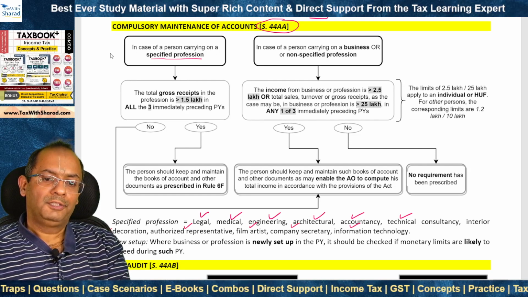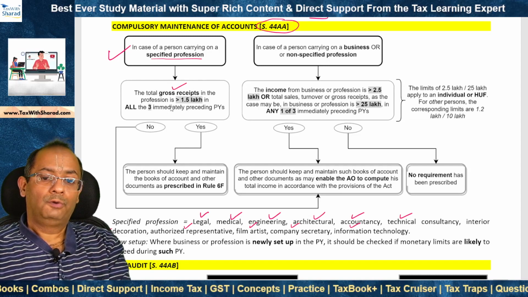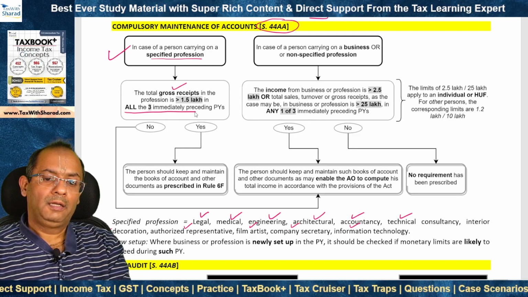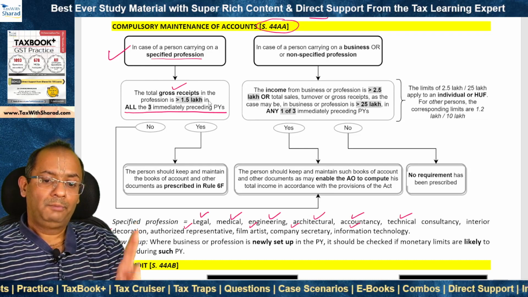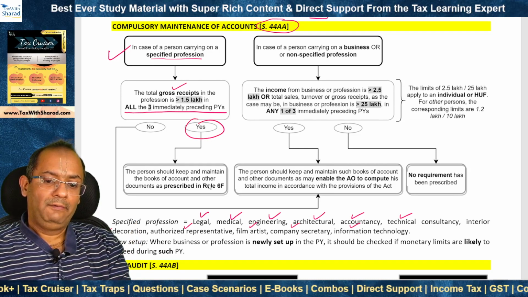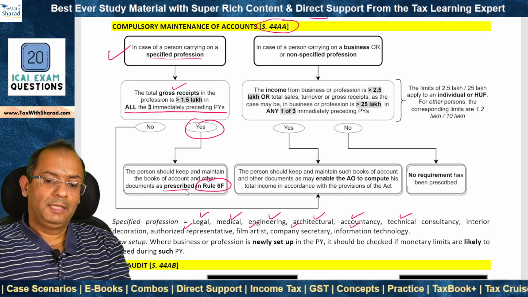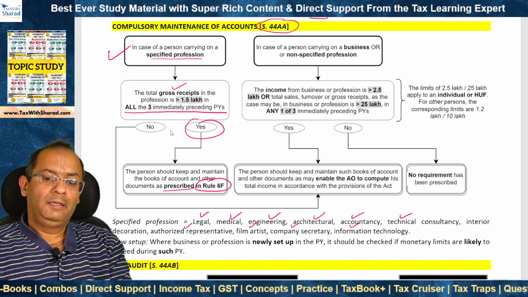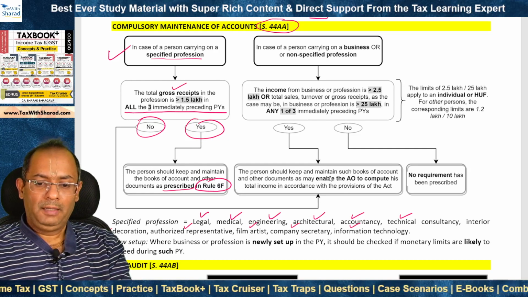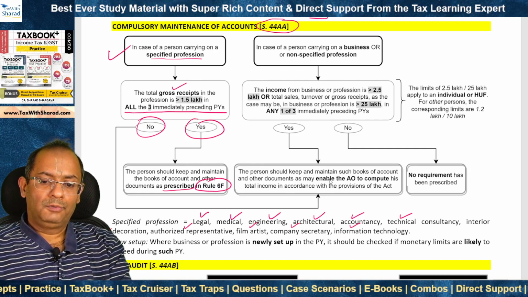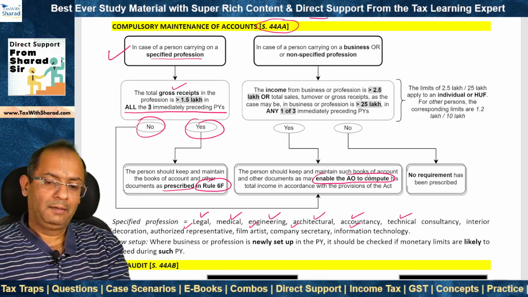If the person is carrying on a specified profession, then we need to determine the total gross receipts in the profession. For what period? All the three immediately preceding previous years. If for all these years the gross receipts is more than 1.5 lakh, then rule 6F applies and the person should keep and maintain books and other documents as prescribed in rule 6F. If this condition is not satisfied, then reasonable books of accounts only need to be maintained. That means those books of accounts and other documents as may enable the AO to compute his total income in accordance with the provisions of the Act, reasonable books of accounts.